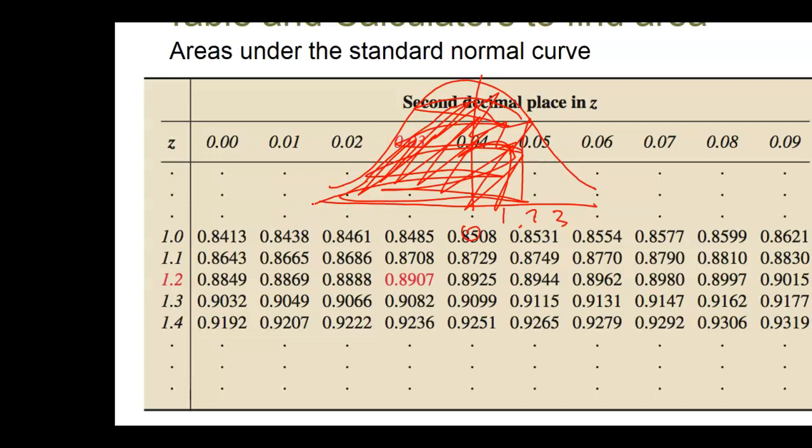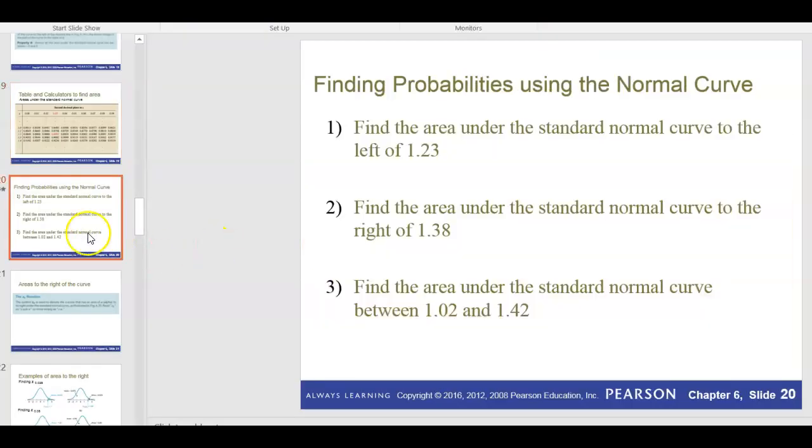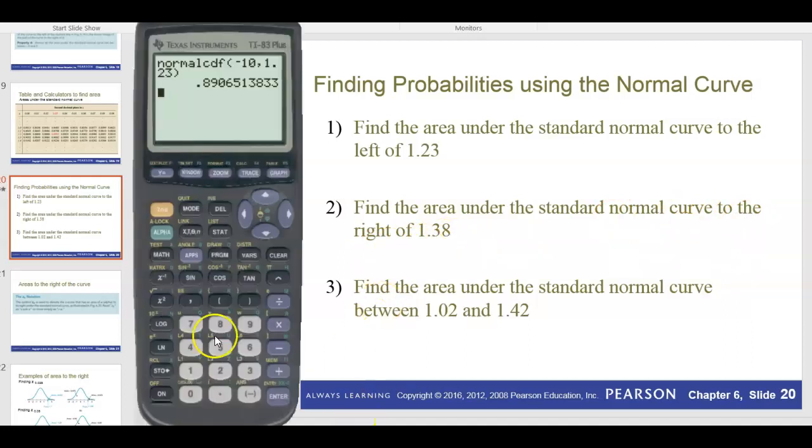And that's what we did with our calculator. Let's practice this a little bit more with some other examples. We just did number 1 here. Find the area under the standard normal curve to the left of 1.23. If we want to find the area on a standard normal curve to the right of 1.38, again, I'm going to pull up my calculator to do this.